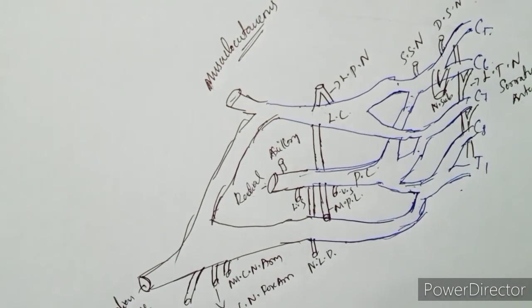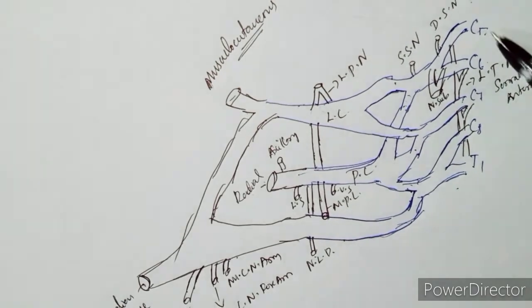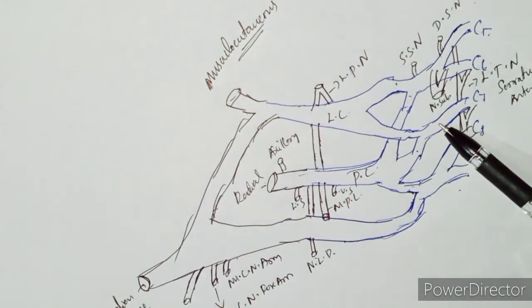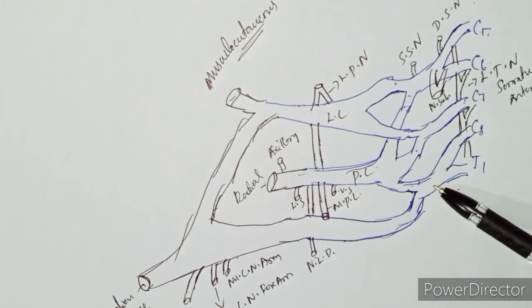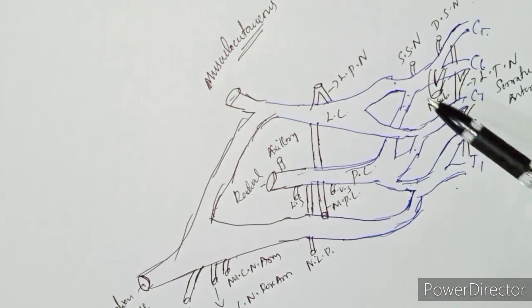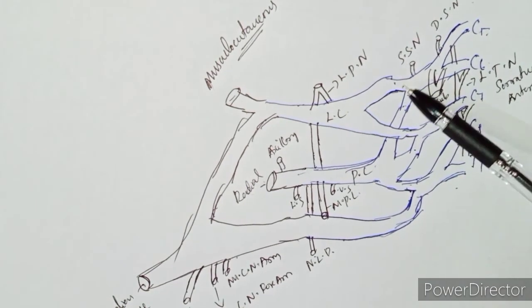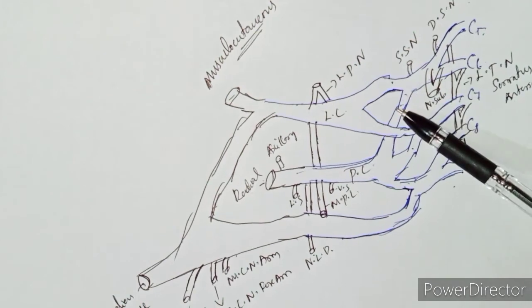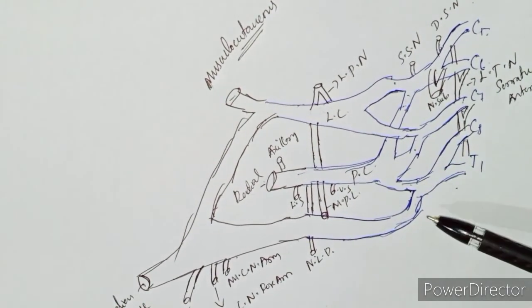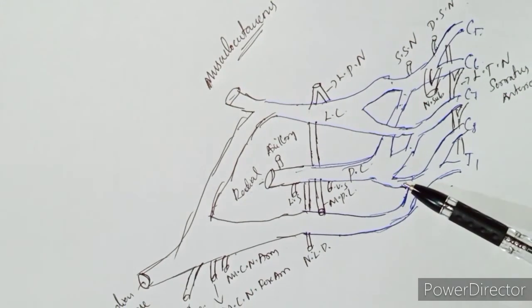Now we'll go to the quick revise. This C5, C6, C7, C8 and T1 are the roots. The C5 and C6 combine to form the upper trunk. C7 alone is going to form the middle trunk. C8 and T1 unite to form the lower trunk. So each trunk has two divisions. The upper trunk is going to divide into anterior and posterior. The middle trunk is going to divide into anterior and posterior. The lower trunk is going to divide into anterior and posterior.